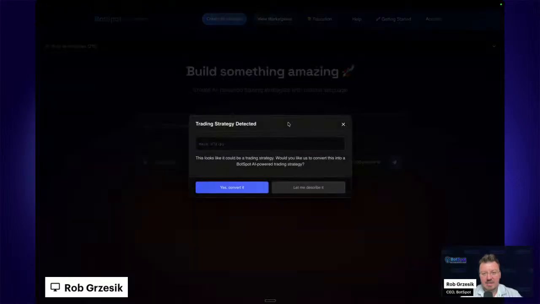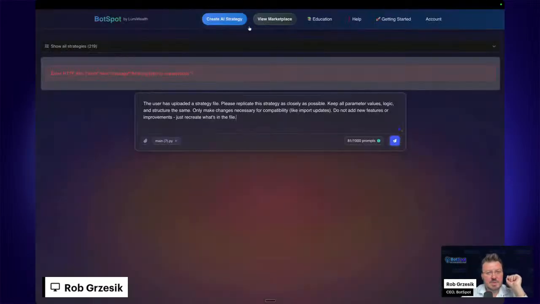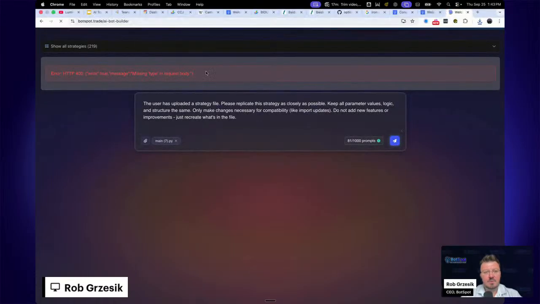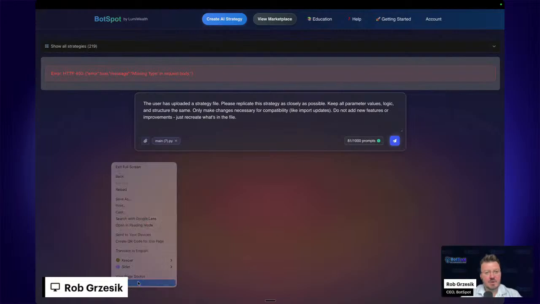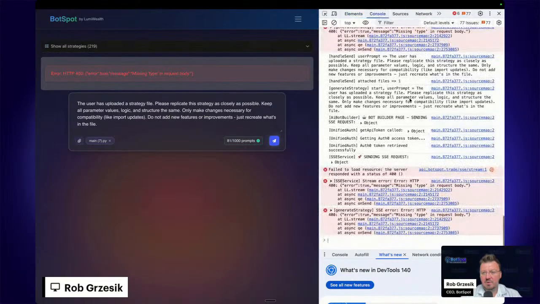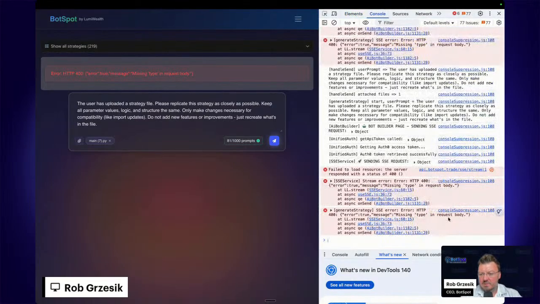Strategies, boom, we attached it, and it comes up and says, this looks like it could be a trading strategy. Would you like us to convert this into a BotSpot AI-powered trading strategy? Yes, convert, right? Something strange happened there. What is going on? Type and request body. That is very odd. I've never seen that before. This might be something that we need to fix.